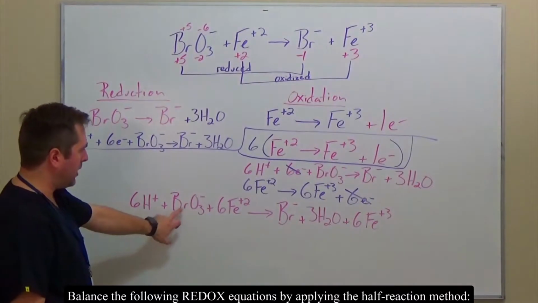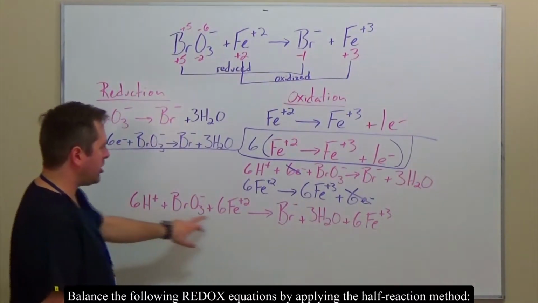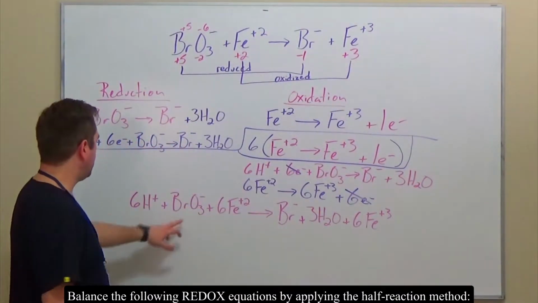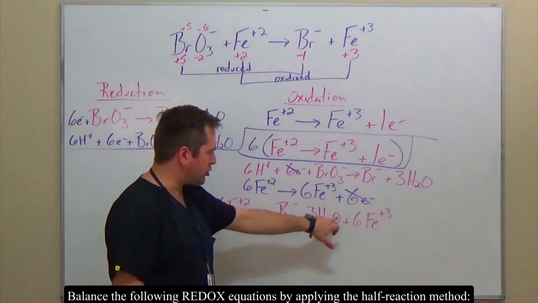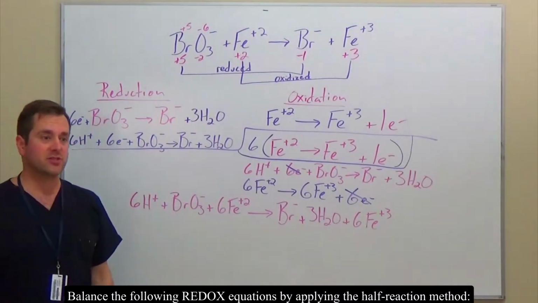Next, the bromine. 1 bromine, 1 bromine. Okay? Now for the hydrogen. 6 hydrogen. 2 times 3 is 6. And lastly, the oxygen. 3. That's it over here. And as you can see, the 3 distributes to that oxygen, so it's 3. This half reaction is balanced.